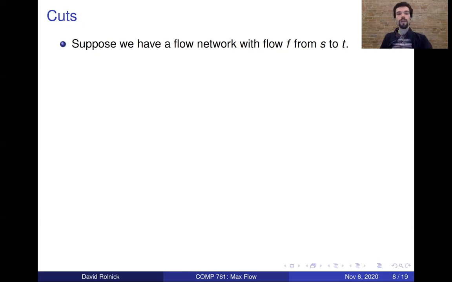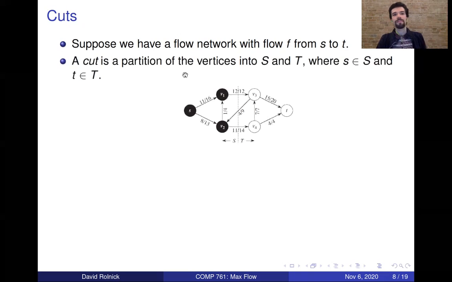So you should never be in a situation where adding capacity gives you fewer options. Yep. Okay, so suppose we have a flow network with flow from S to T. A cut is a partition of the vertices into S, big S, and big T, which are sets. A partition means that literally every vertex in the graph is in one or the other, so it's in either S or T. And little s, our source vertex, is in the set S, and little t, our sink vertex, is in the set T. Okay.